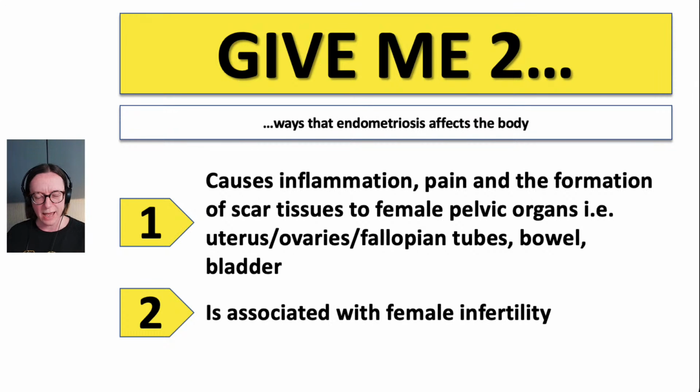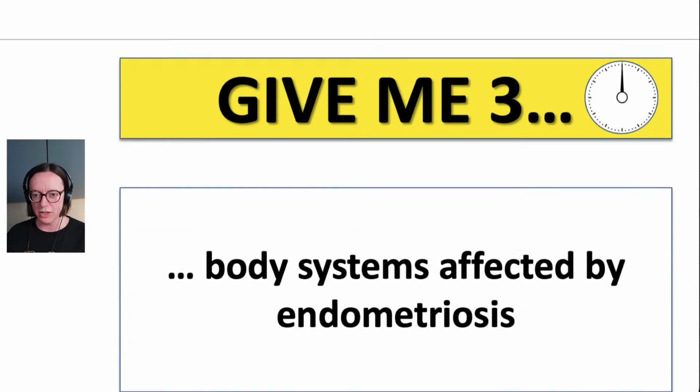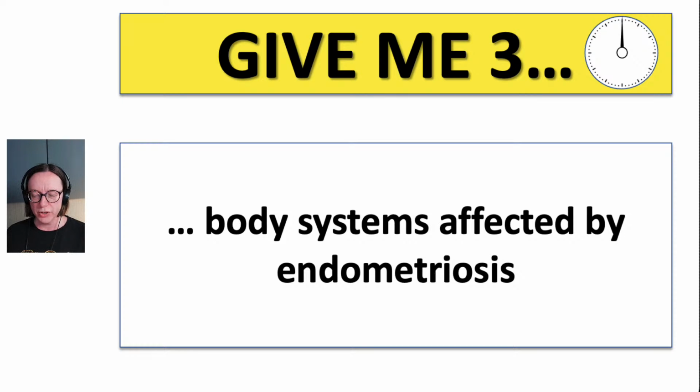So let's move on to our next task, which is very closely related. So thinking about what I've just told you, I want you to give me 3 body systems that may be affected by endometriosis. So I'm looking for what is the primary body system affected. So if you know that, type it in the chat. And then 2 more body systems that may be affected. And remember what I said about the pain and scarring and inflammation that occurs in the pelvic cavity.